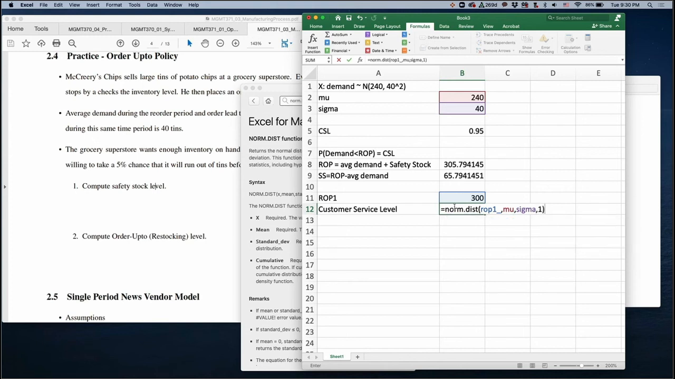If you order 300, your customer service level is 93%. What if you order 310? Then your customer service level is 96%. What if you order 350? Then it is almost 99%, right? So it depends.